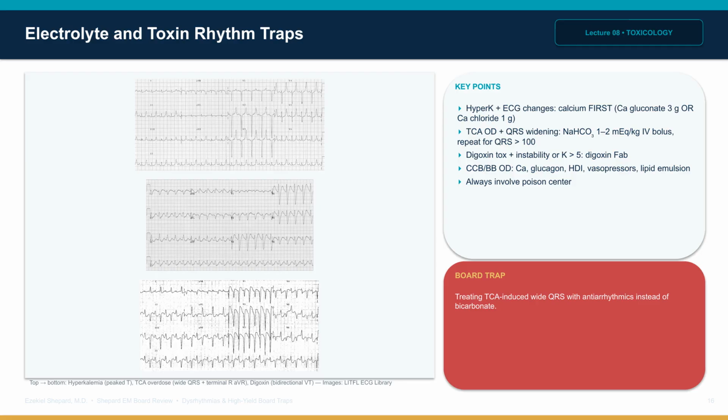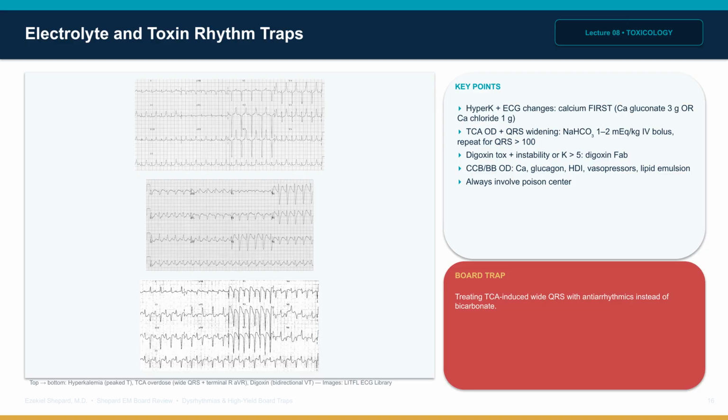Electrolytes and toxins drive rhythm emergencies. Hyperkalemia with ECG changes: calcium gluconate 3 grams intravenously or calcium chloride 1 gram intravenously comes first. Then shifting therapy: insulin with glucose, beta agonists, bicarbonate if acidotic, and potassium removal. Tricyclic antidepressant overdose with QRS widening: sodium bicarbonate 1 to 2 milliequivalents per kilogram intravenous bolus, repeated for QRS over 100 milliseconds.